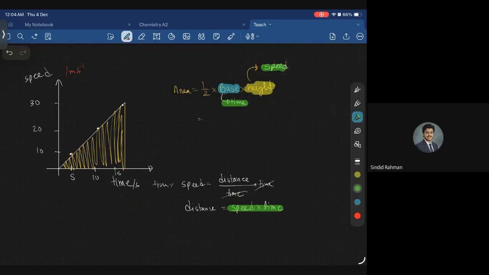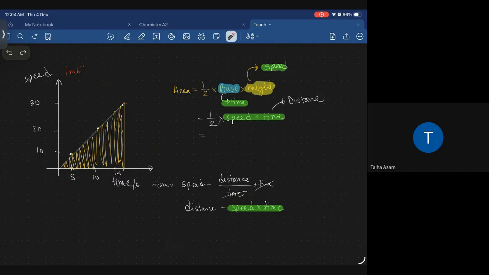So let's say half into speed into time, and this thing will give me what? The distance. Speed into time, this will give me the distance. So half into distance, which is distance over two. Can you tell me the distance here from this graph now?